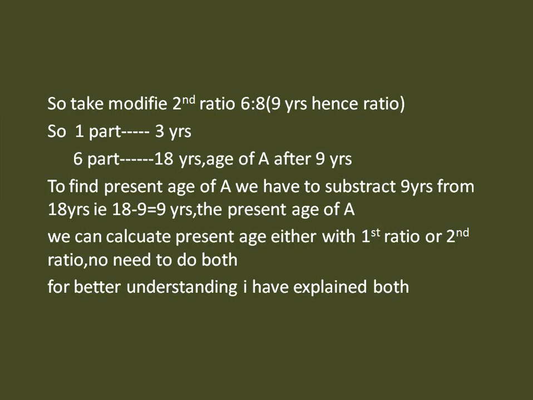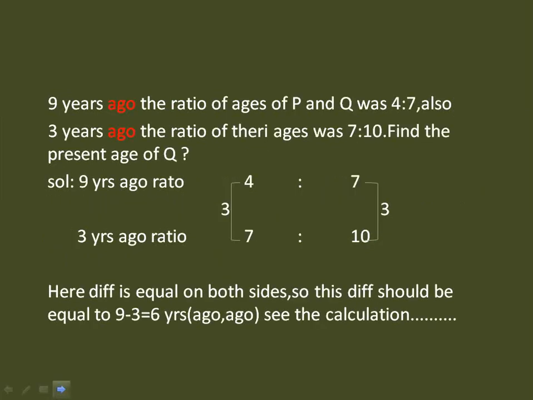Okay, let us move on to another problem. 9 years ago, the ratio of ages of P and Q was 4 is to 7. Also, 3 years ago, the ratio of their ages was 7 is to 10. Find the present age of Q. Write down the ratios first. 9 years ago, ratio 4 is to 7, sorry. 3 years ago, ratio was 7 is to 10.